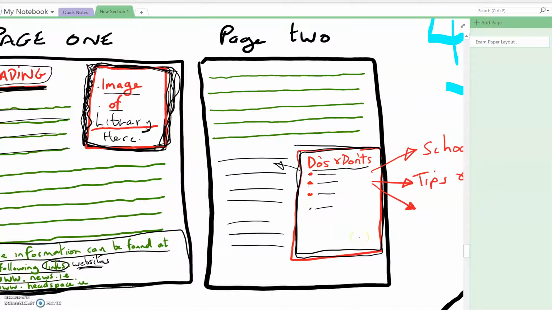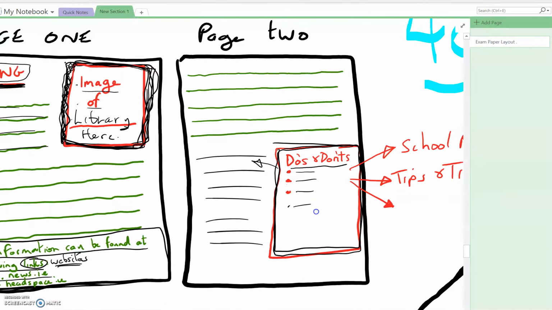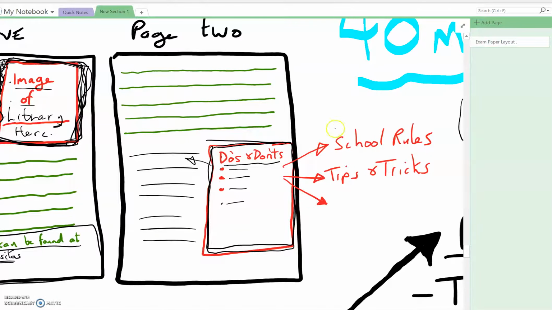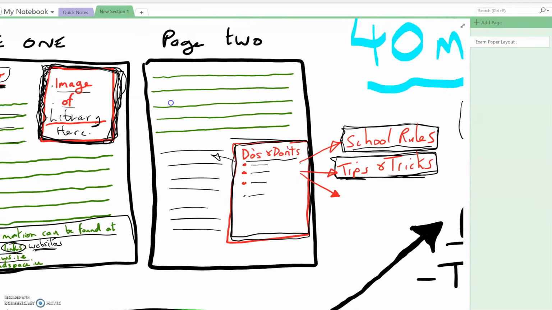And you can do that too. And examiners love that because it shows that you're aware of what a newspaper article would look like. So let's say if it was an article for a school website or for a school journal or magazine, you could put in the school rules. Or if it was an article on how to get through the winter months, you could put in some tips and tricks.